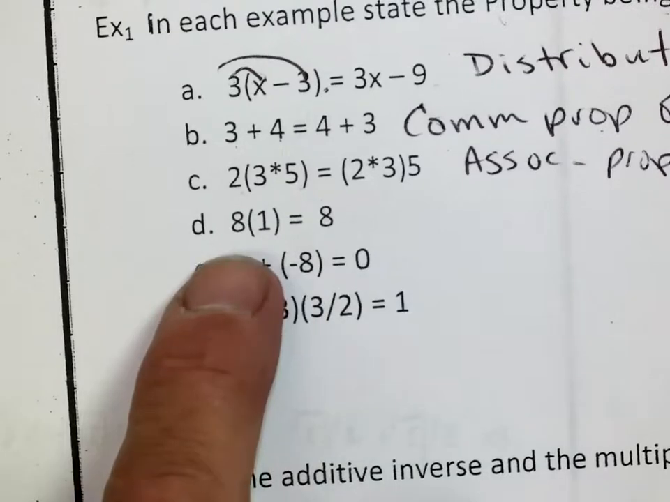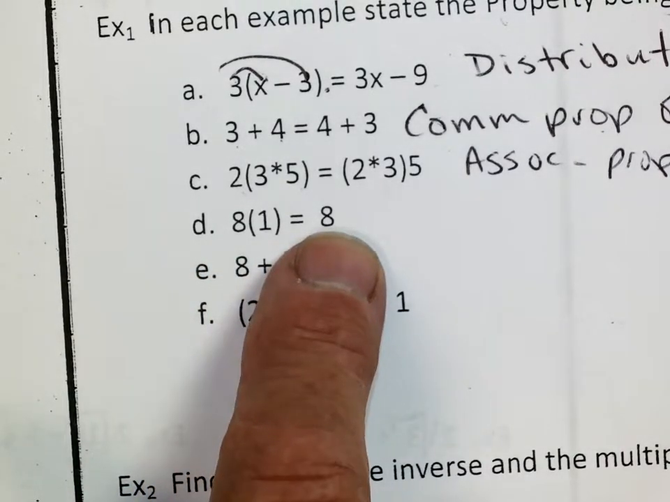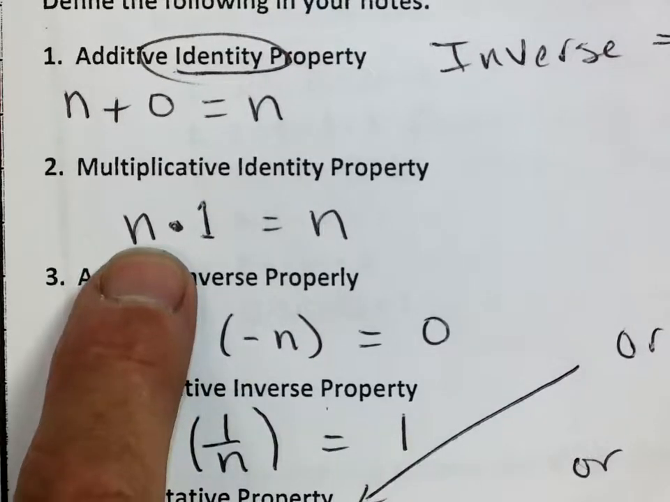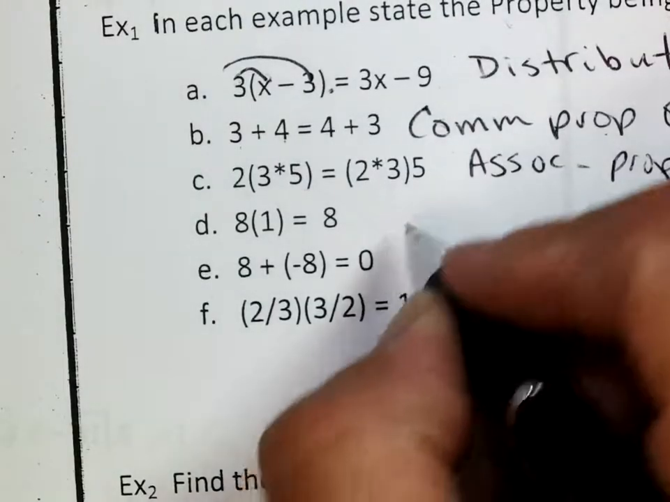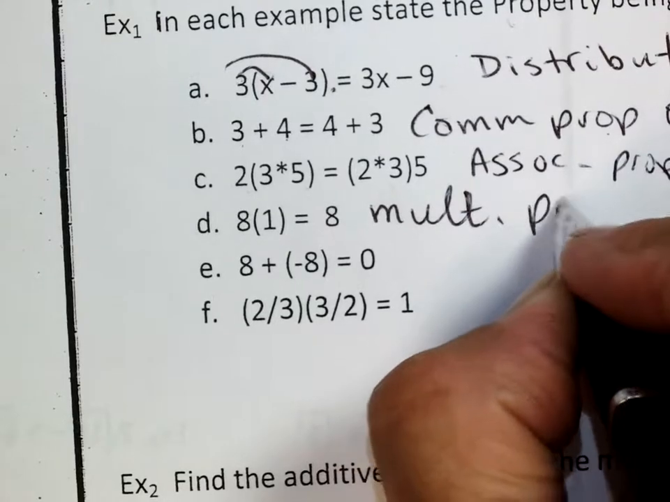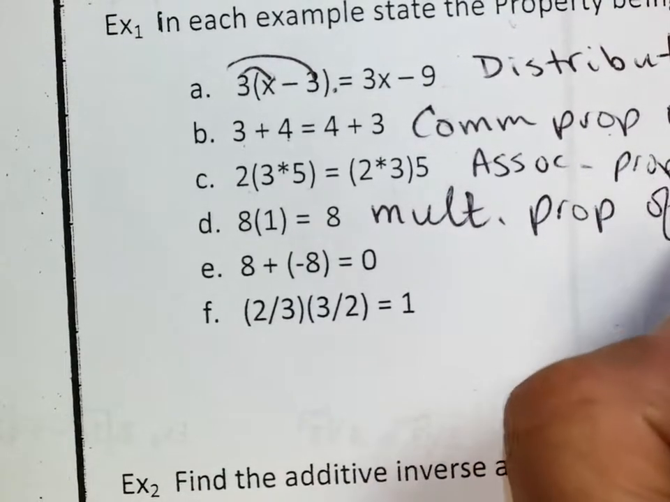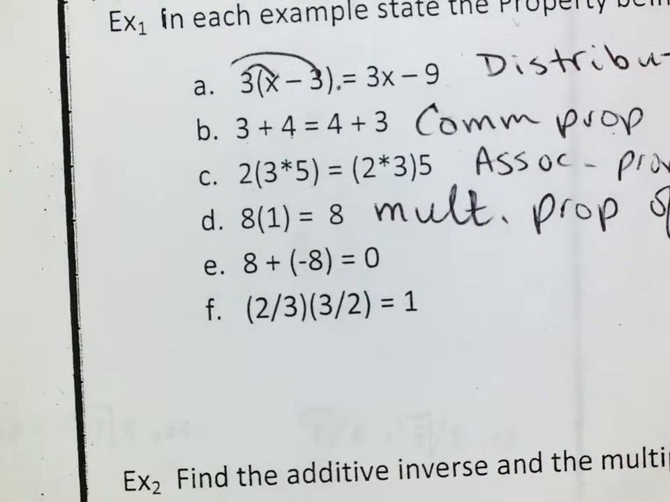D, 8 times 1. Hey, it kept its identity, didn't it? 8 times 1, it kept its identity. So we got this multiplicative identity property. So we're going to go multiplicative prop of identity. Does it seem pretty easy, you guys?